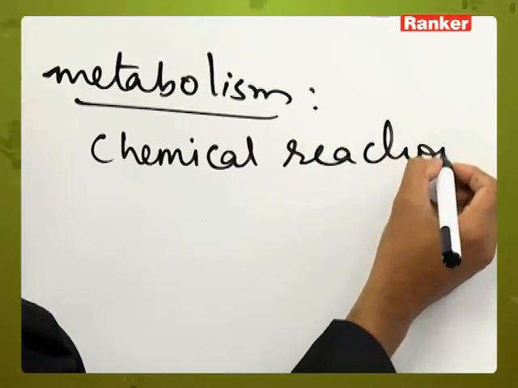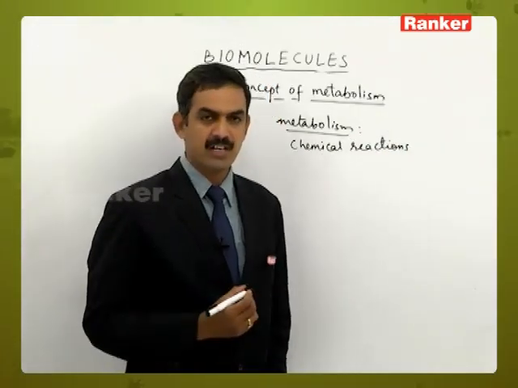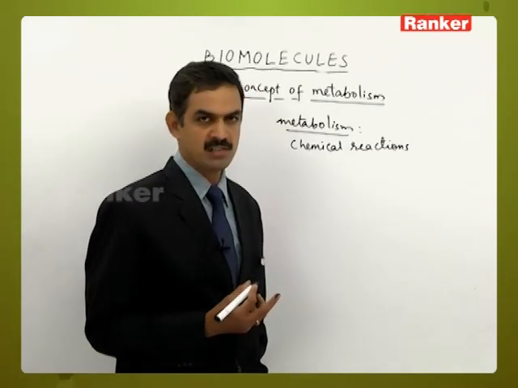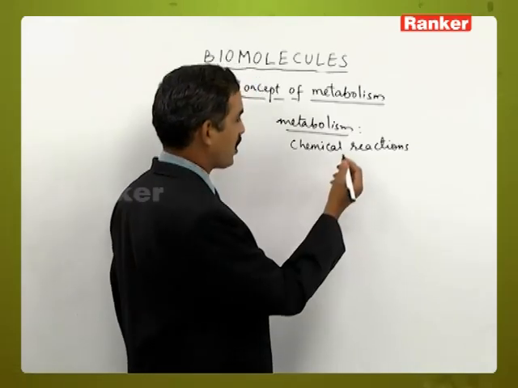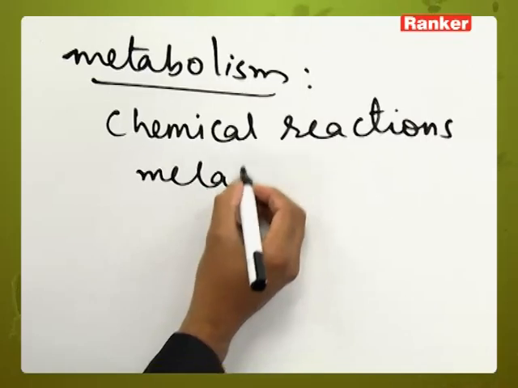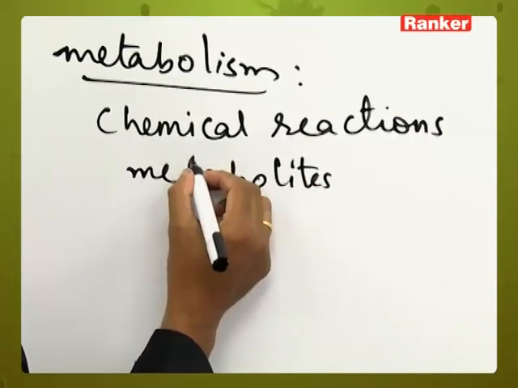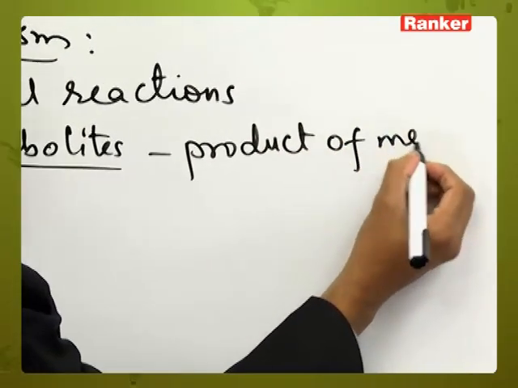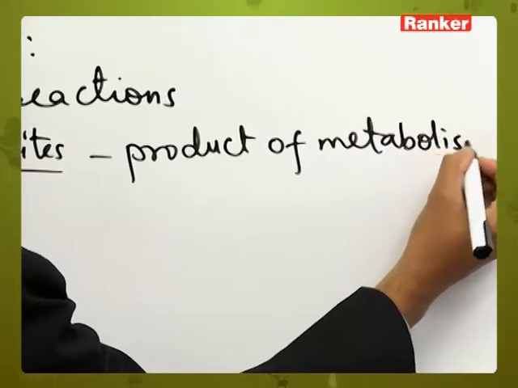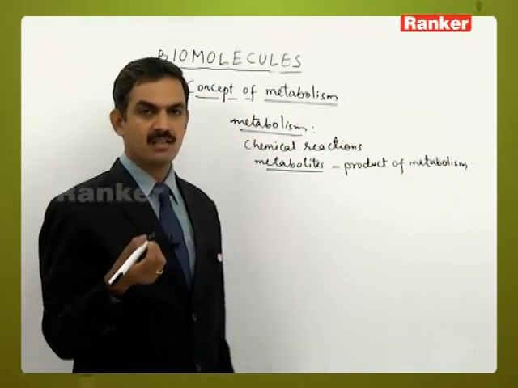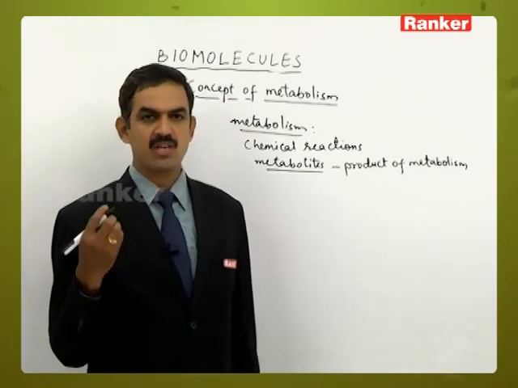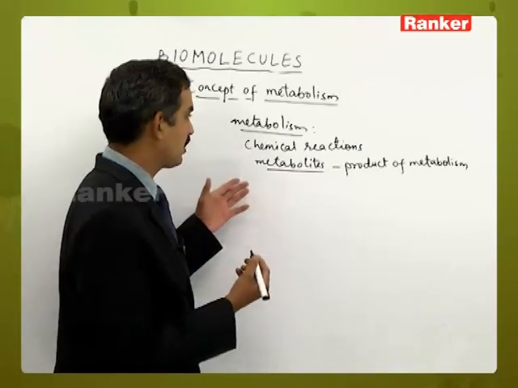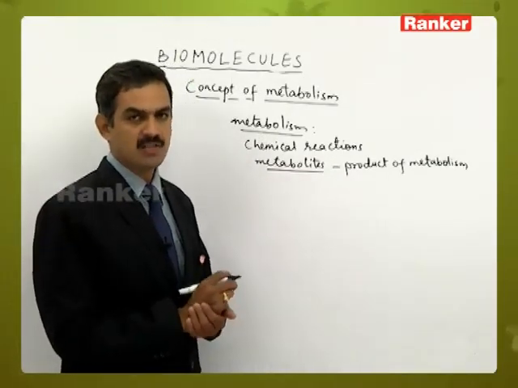inside a cell. So the chemical reactions leading to the formation of one type of chemical from another, this entire process of change, is called metabolism. The organic compounds which are formed in the process of metabolism are called metabolites. These are nothing but the products of metabolism or metabolic reactions, and these metabolites do not remain static or constant. They will be changing from one type of metabolite to another type of metabolite compound. In this process, we talk about the chemical changes, the concept of metabolism.